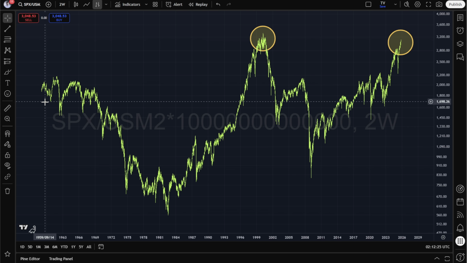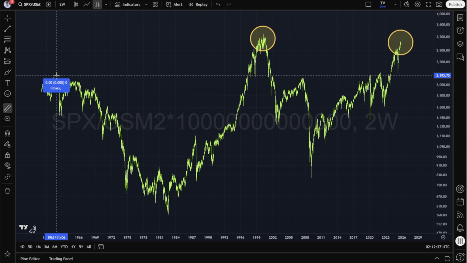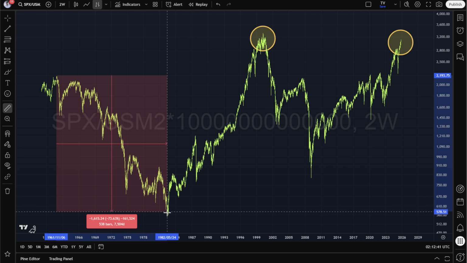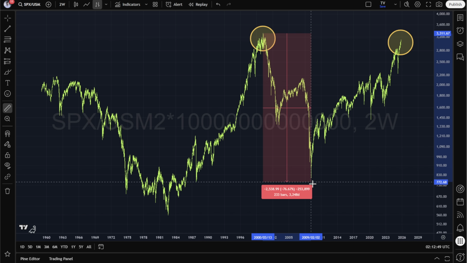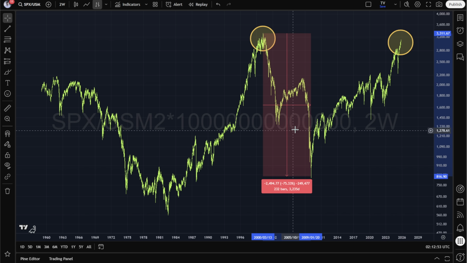This chart starts now in 1959. We are at comparable levels to the peak of .com, and now many people talk about a potential bust of the AI bubble. Stocks really are much more risky than most people think. Relative to the monetary base, they can fall by 74% over here, or by 75% over here.